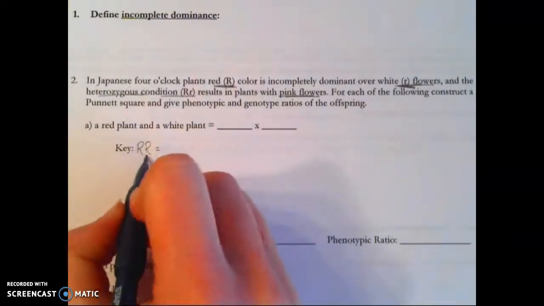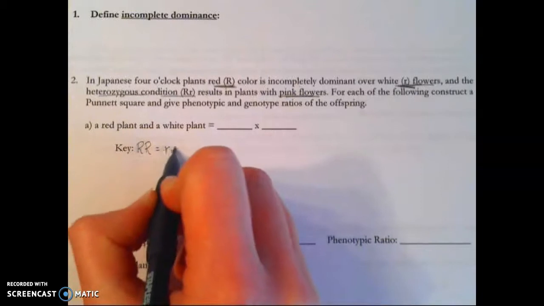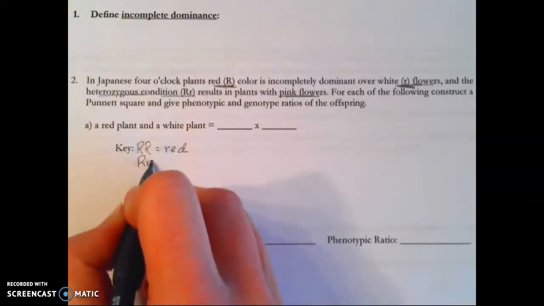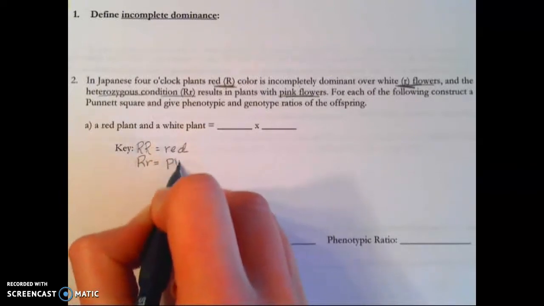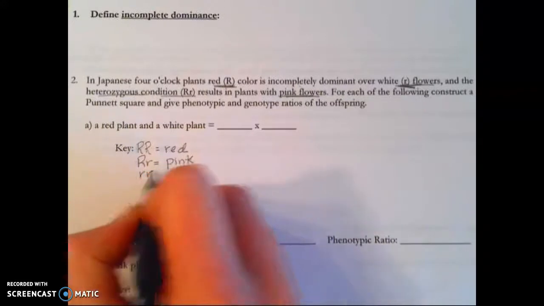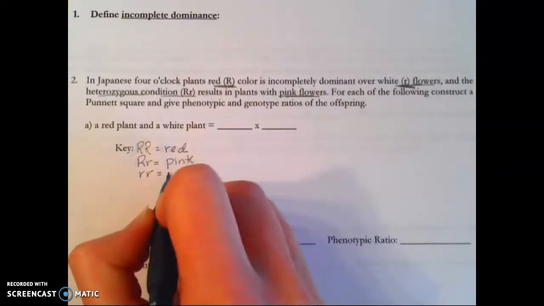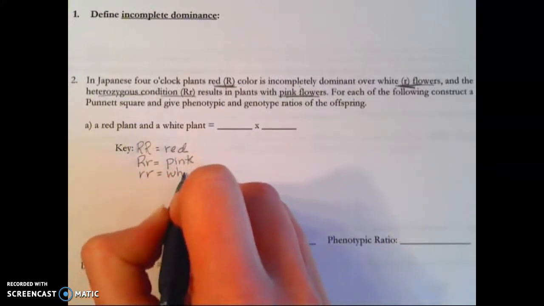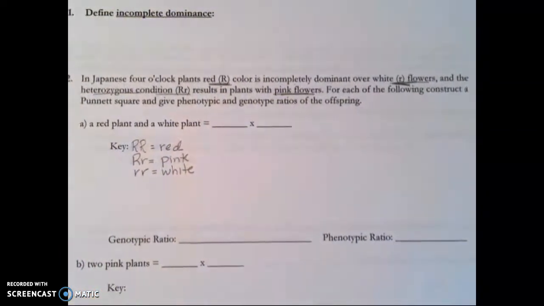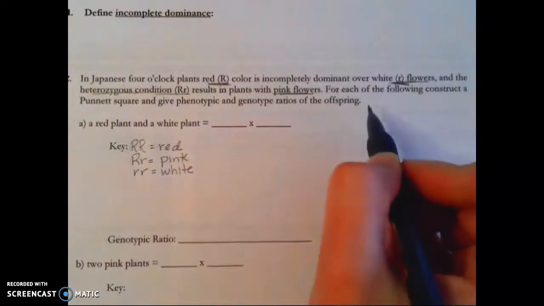So big R gives us the red flowering plant. I'm going to do our heterozygous next, which is a pink flowering plant, and our homozygous recessive, which is a white flowering plant. So we'll continue with our problem.